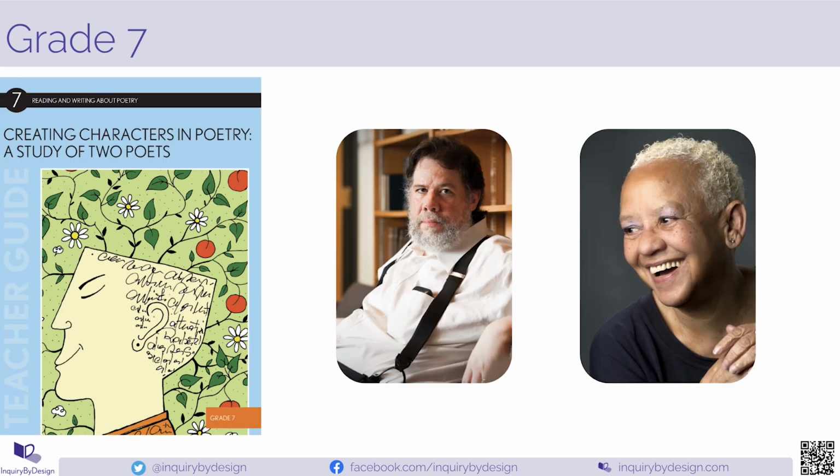In 7th grade, we're looking at creating characters in poetry, where students study Martina Spada and Nikki Giovanni. There's so much going on in the poems of these outstanding poets, so students will have opportunities to work through comprehension exercises, to unpack a variety of poetic devices, to consider some of the arguments being made by each poet, and to consider the ways in which each poet crafts deliberate portraits of characters in their poems.